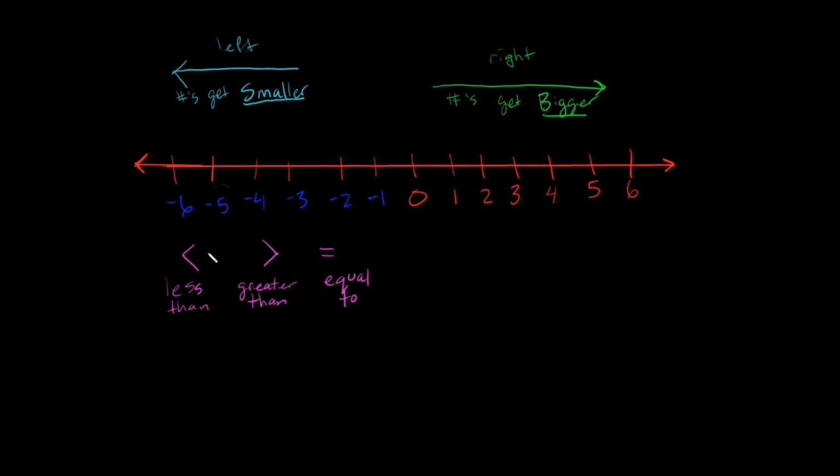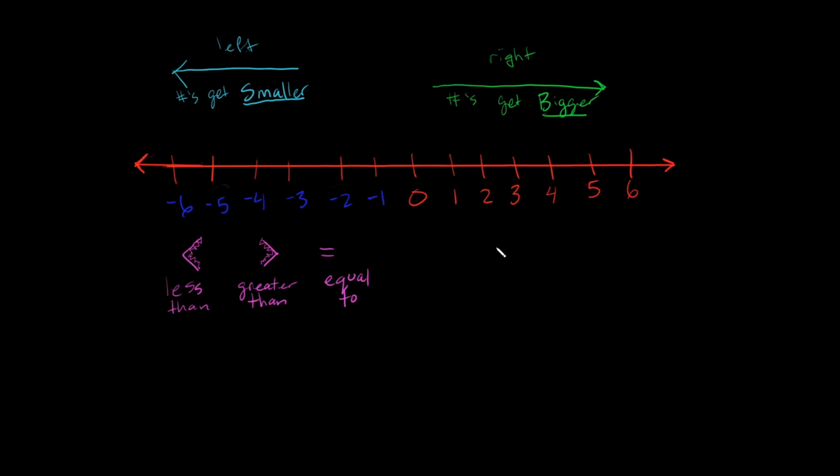Okay, and what I would always do to remember which way these face is I would just draw teeth on it. Num, num, num, num, num. And just remember that they want to eat the bigger number, okay? These want to eat the bigger number. Just draw teeth.